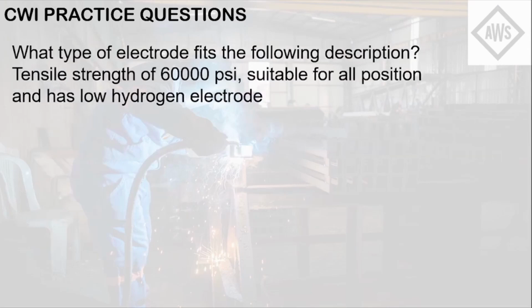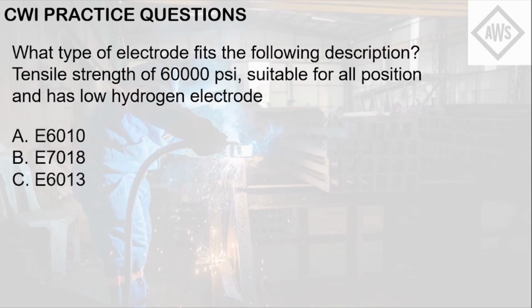Next question. What type of electrode fits the following description? Tensile strength of 60,000 psi, suitable for all position, and has low hydrogen electrode. Letter A, E6010. Letter B, E7018. Letter C, E6013. Letter D, E6018.